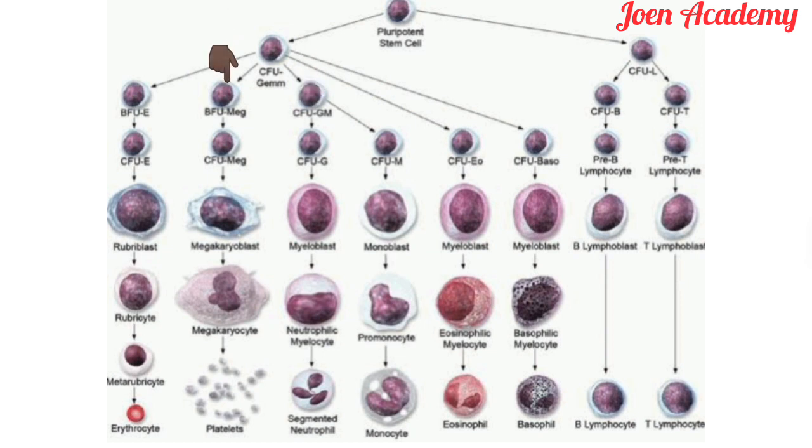Finally, the third unit is the colony-forming unit megakaryocytes. The cells of this unit are responsible for the formation of blood platelets.